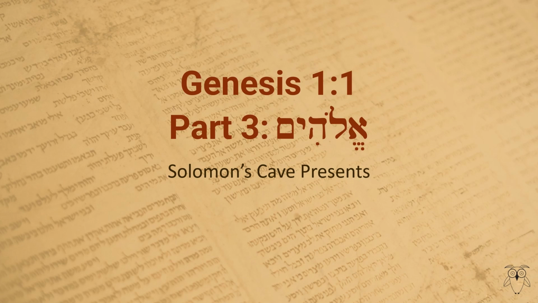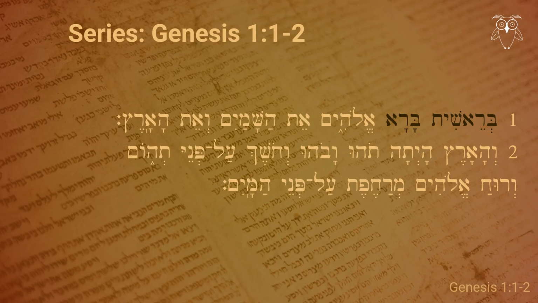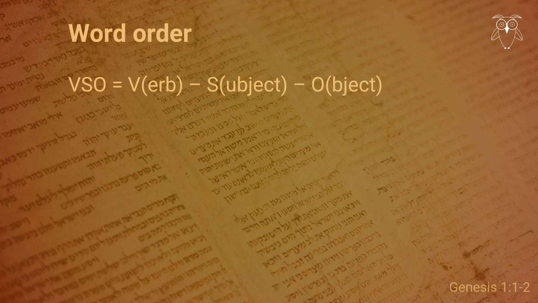In this, the third video of my series on Genesis 1 verse 1 and 2, we are looking at the third word of the Bible, Elohim, or God. Let's review a little about word order or sentence structure in Hebrew, so we know what we're looking at here.